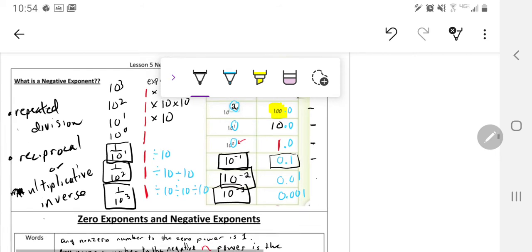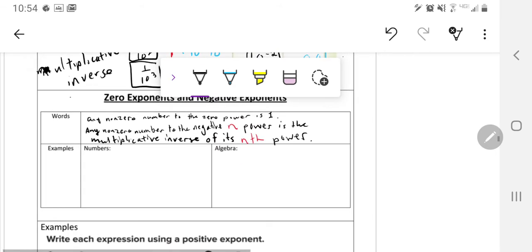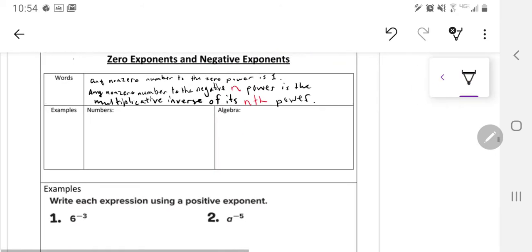All right. So here you can pause and you can copy down that. And then I'll talk to you about the numbers in the algebra. And then I'll zip through the examples. Let's go with the numbers.